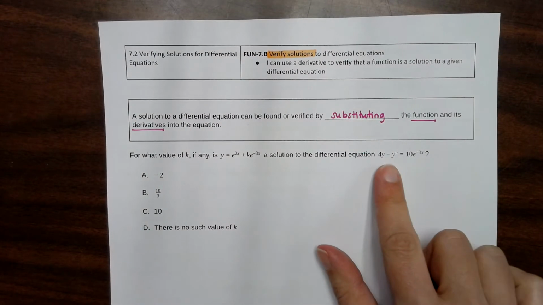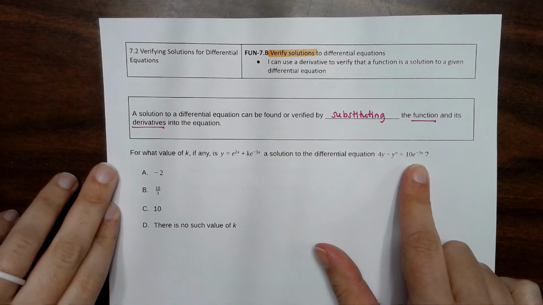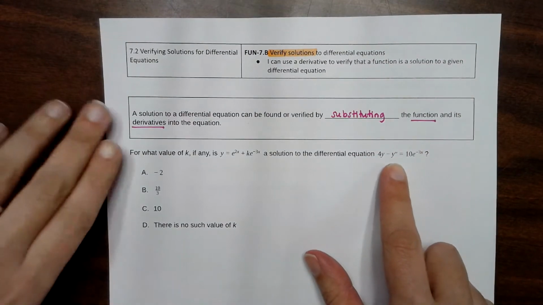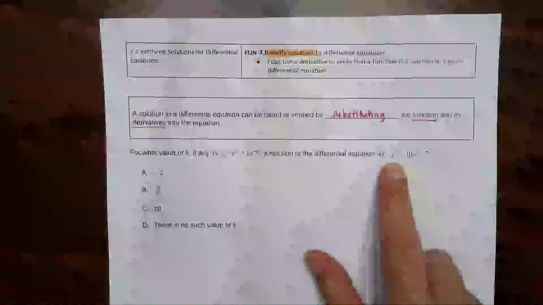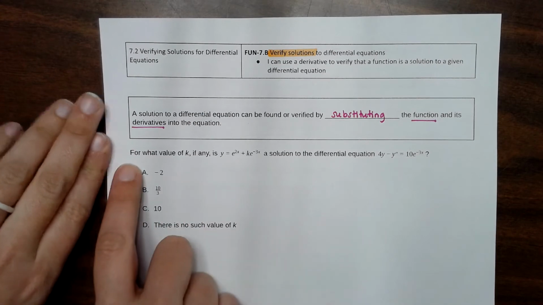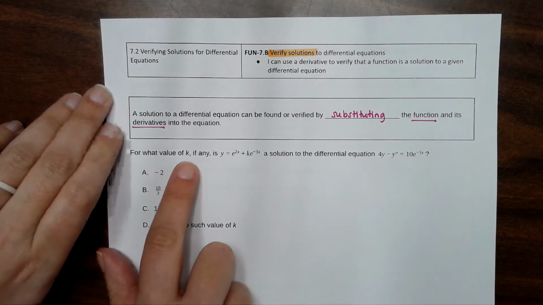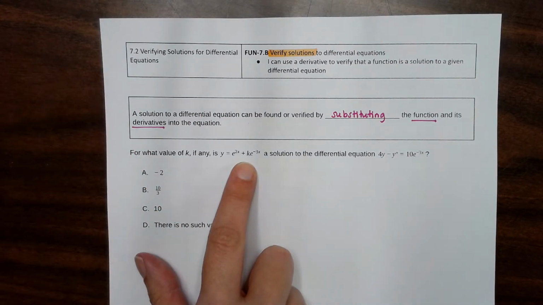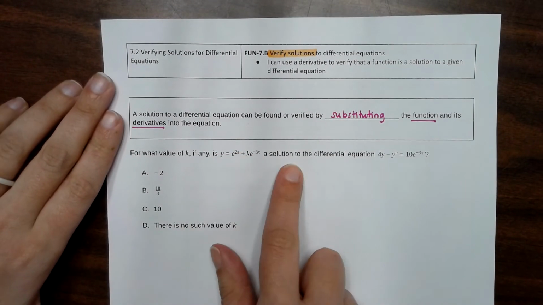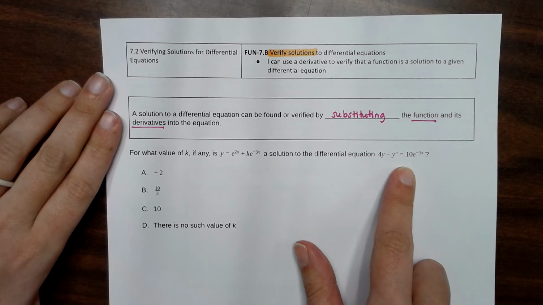This is the differential equation. And the reason that this is the differential equation is that this is the equation that has derivatives in it. You'll notice it has a second derivative. This is what we're testing to see if it's a solution. It says for what value of k. So you'll notice there's a missing number here. So for what value of k would this equation be a solution to this differential equation?